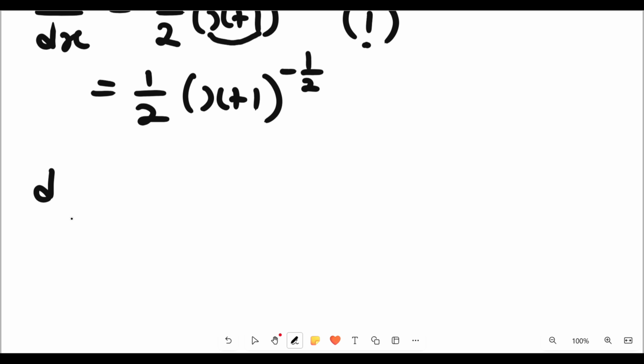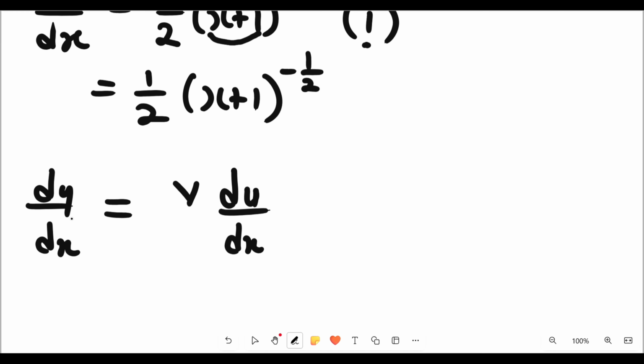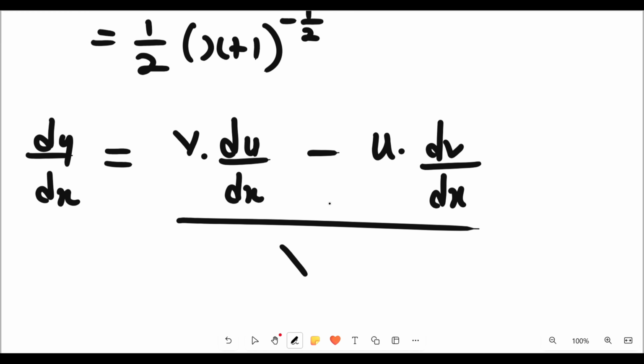Now we know our quotient rule to be dy/dx equal to v multiplying du/dx, minus u also multiplying dv/dx. Please, when you are writing this formula, do not interchange the positions of the u and the v. Always bring v du/dx first before you bring the u multiplying dv/dx. All will be divided by v squared.